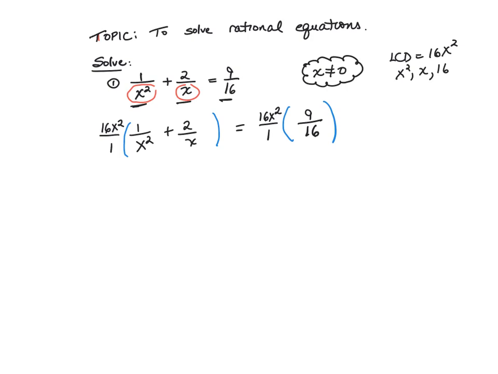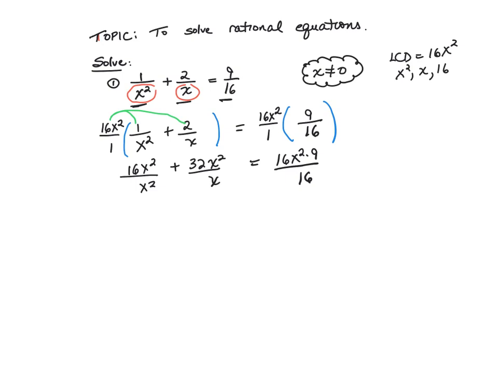Now, on the side with addition, we have to distribute using the distributive property of multiplication over addition, whereas on this right side, we just multiply two fractions. But note that when we do that, we get 16x squared over x squared plus 32x squared over x is equal to 16x squared times 9 over 16.